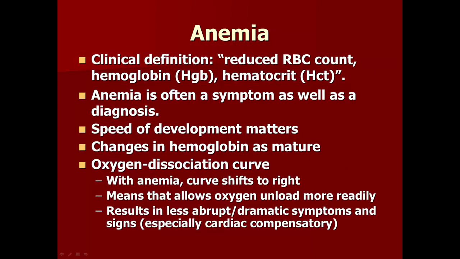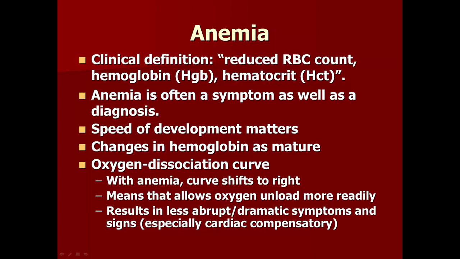So let's start with an overview and some basic concepts about anemia. A clinical definition of anemia is a reduced red blood cell count, hemoglobin, and hematocrit. Now remember that physiologically we need red blood cells. We need them for oxygenation. We need them for carbon dioxide removal. They're part of our buffer system, so they participate in our acid-base balance, and they also assist as scavengers of oxygen-free radicals. And of course that's because they carry the oxygen.